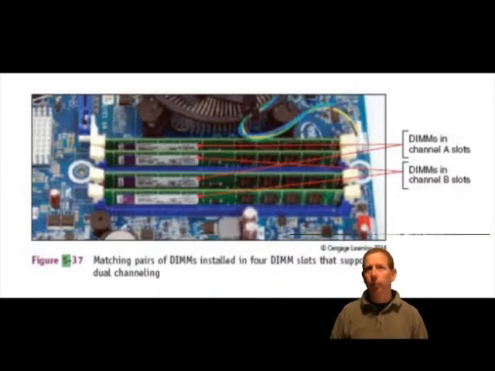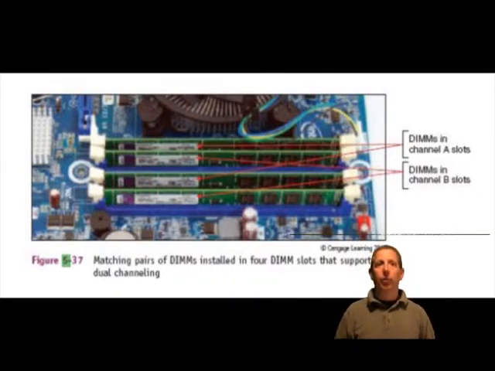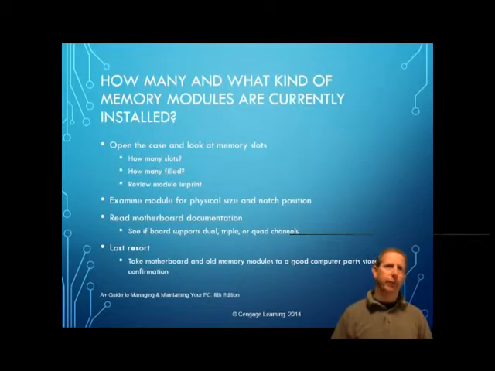Now, if the board supports multiple channels and modules are already installed, verify that matching DIMMs are installed on each channel. And if you still have not identified the module types, you can take the motherboard and the old memory modules to a good computer parts store, and they should be able to match it for you. However, this is why you're in training to become an A+ technician, and I'd appreciate it if you would do your homework and not take your motherboard to a computer store and have them do the work that I'm training you to do.